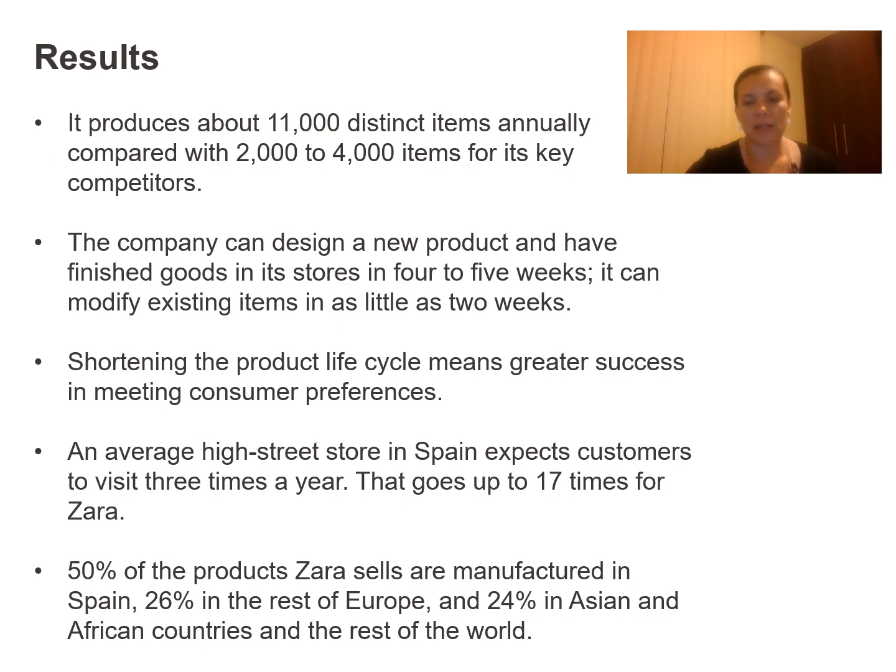An average high street store in Spain expects customers to visit 3 times a year. That goes up to 17 times for Zara, which is really good. 50% of the products Zara sells are manufactured in Spain, 26% in the rest of Europe, and 24% in Asian, African countries and the rest of the world. So at the end, they have a really strong supply chain that makes them move quickly to satisfy customer expectations in terms of fashion and trends. It is really hard work to do that, but they accomplish it well. So they are doing well, and it's a good practice in terms of manufacturing in the fashion industry.